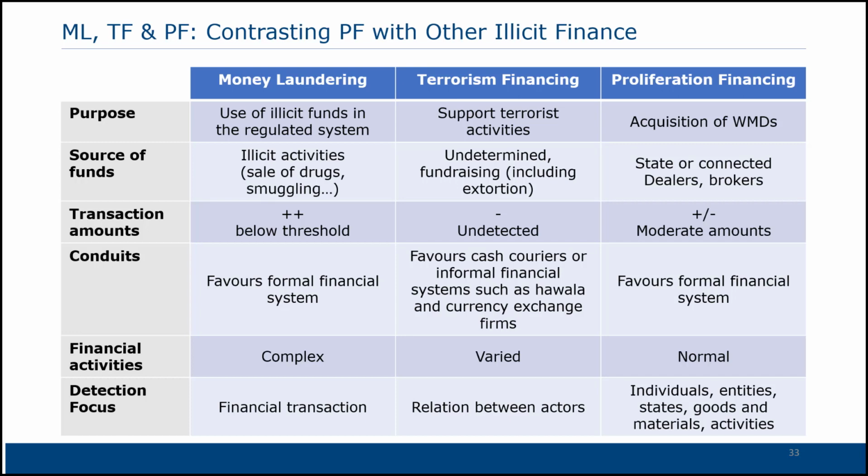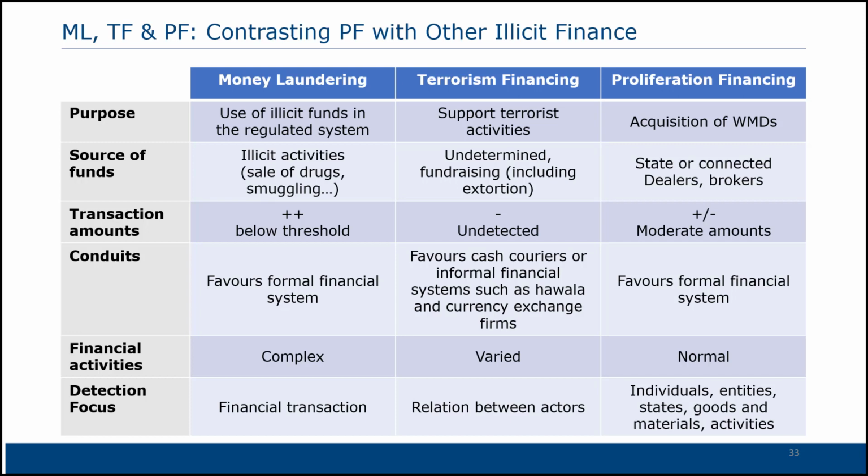Terrorist financing transactions are usually small amounts that are significantly lower than the reporting thresholds, while transactions in proliferation financing typically carry moderate amounts to allow the transactions to appear legitimate. Each of these processes typically favors the formal financial system. However, terrorist financing may, from time to time, utilize cash couriers or informal financial systems such as hawala and currency exchange firms. Money laundering is usually associated with a complex web of transactions, often involving shell or front companies, bearer shares, and countries with lax financial services regulation.